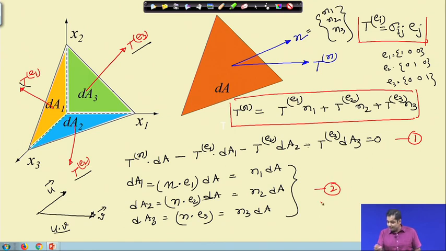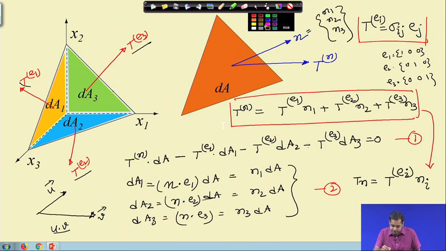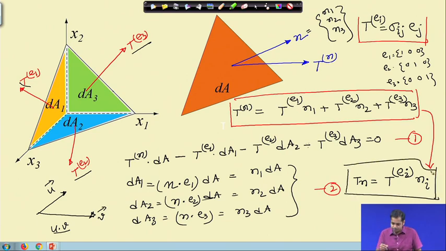Now, can we write this in indicial form? If we write this in indicial form, then what we get is Tn is equal to T(Ei) into ni. Okay. So, we are almost done.